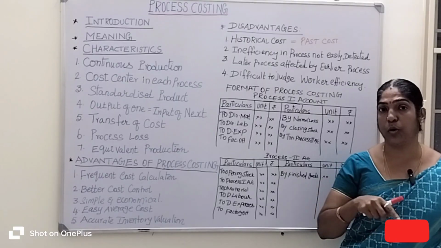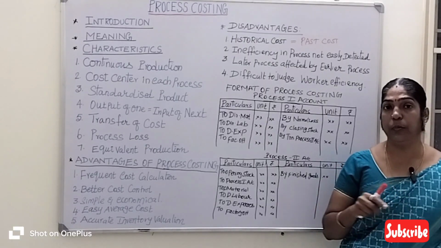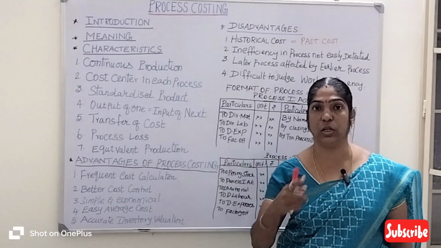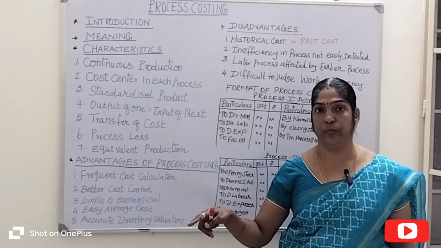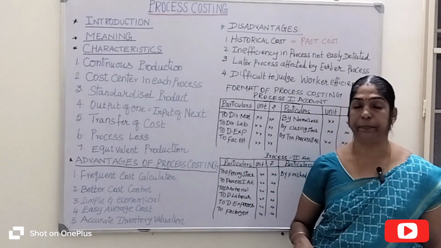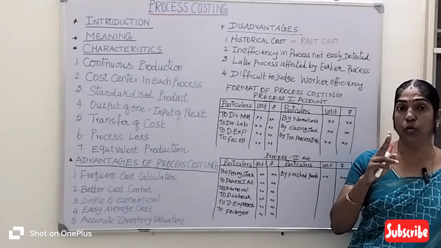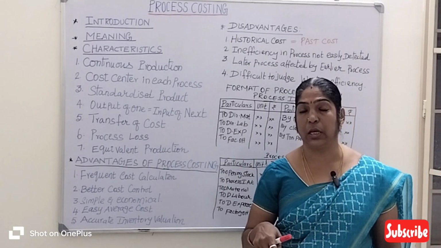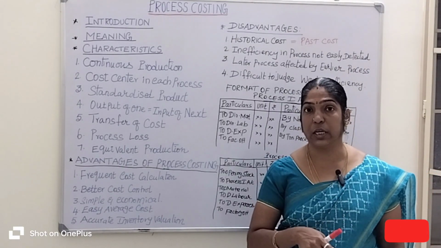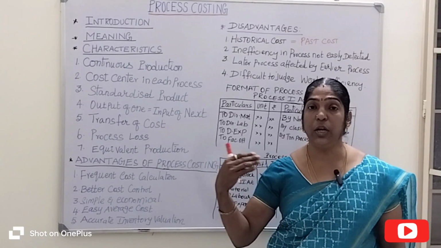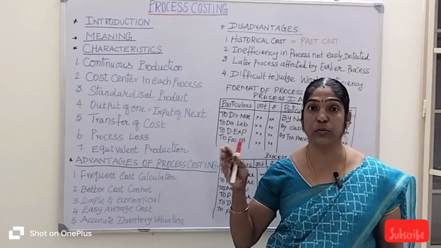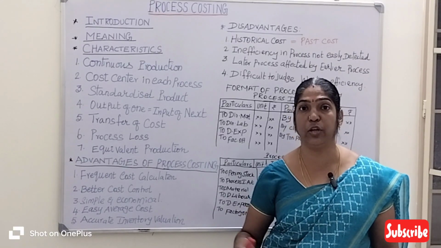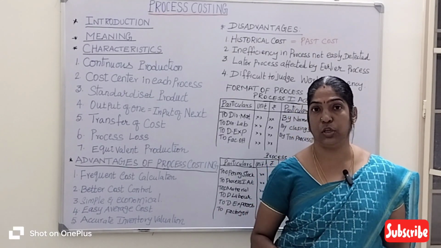I will explain with an example. In process 1, the total cost spent is 10,000 rupees and 1,000 units are introduced as input. Say there are 2 inefficient workers. Because of the 2 workers' inefficiency, you need to spend an extra cost of 500 rupees and you need to spend extra time.